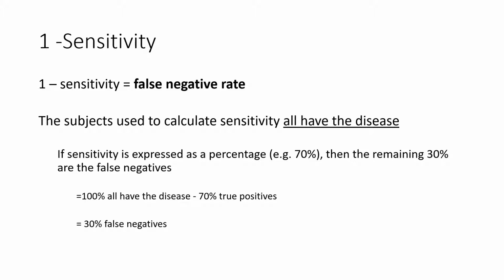So remember, sensitivity means that all the subjects used to calculate sensitivity truly have the disease. So for example, if the sensitivity of a test is 70%, we know the test is going to pick up 70% of the people who truly have the condition. And the remaining 30% will be the false negatives. So we know all these folks truly have the disease, minus the 70% that the test correctly identified as having the disease, the true positives, leaves you a 30% false negative rate. And that is 1 minus sensitivity.